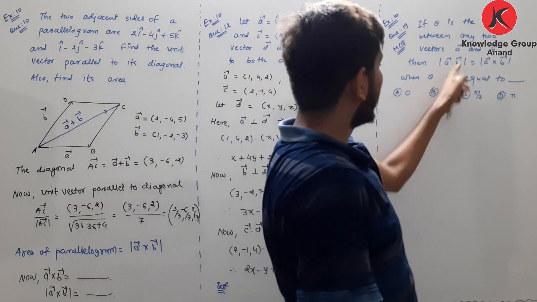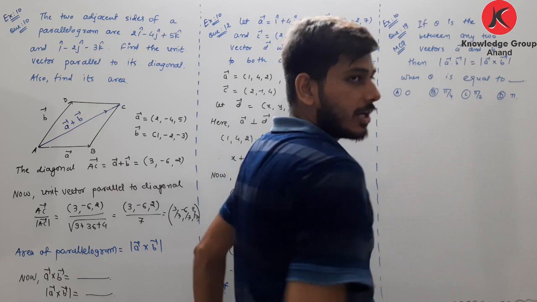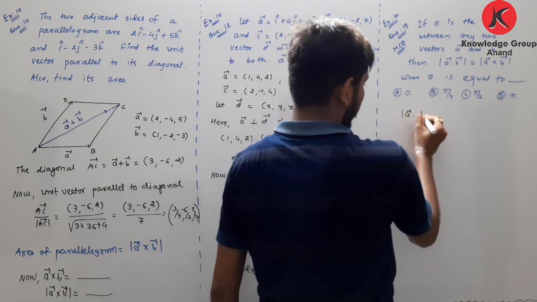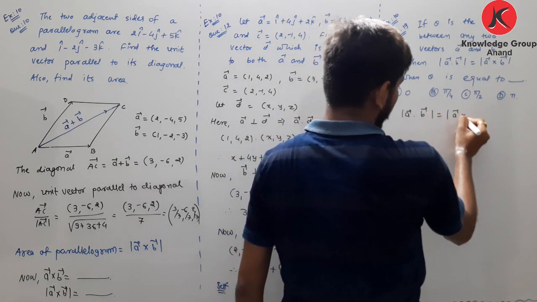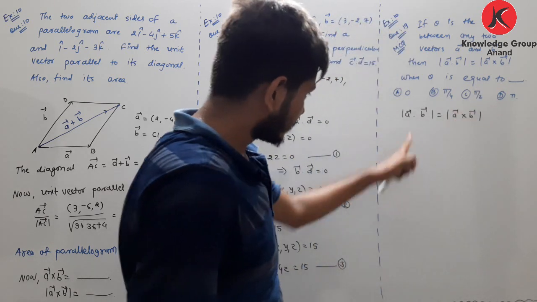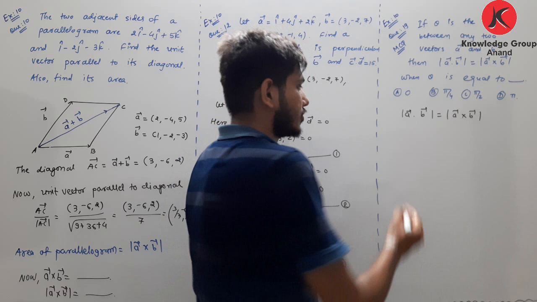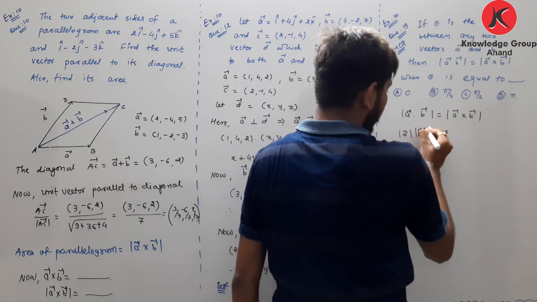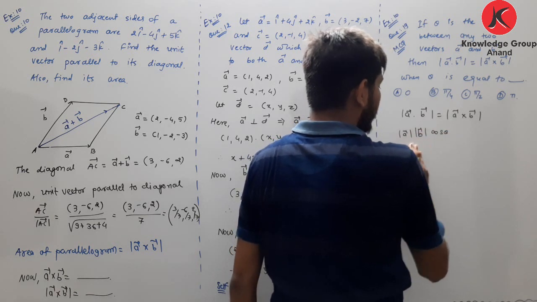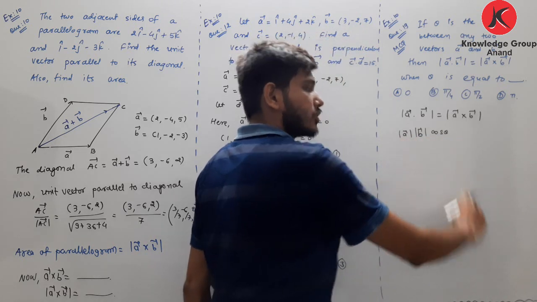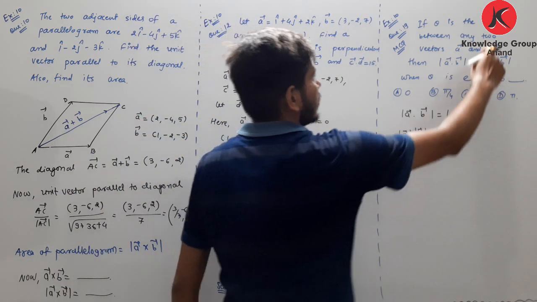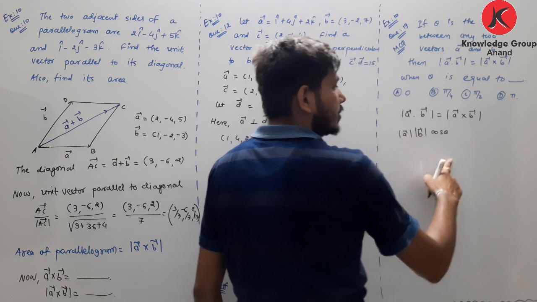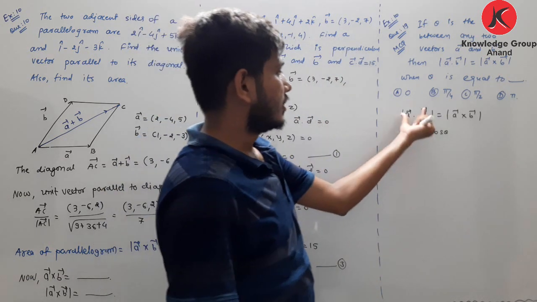Here the magnitude of A bar dot B bar as well as the magnitude of A bar cross B bar are given equal. What is A bar dot B bar? Modulus of vector A into modulus of vector B into cos theta, and it is in the form of magnitude also. So the magnitude should be positive. Here theta is an acute angle between A bar and B bar, so theta is positive because the magnitude is there.